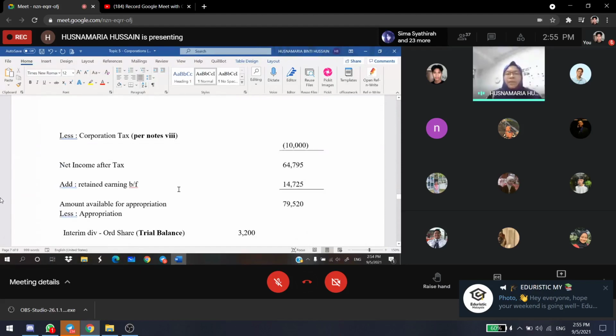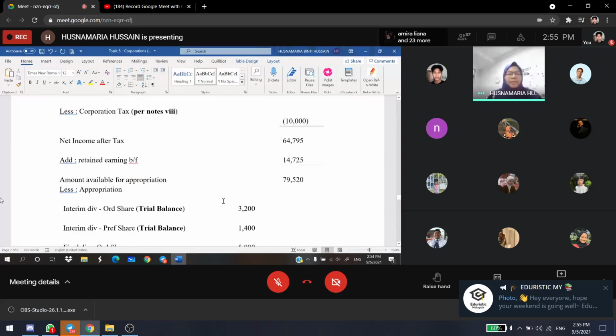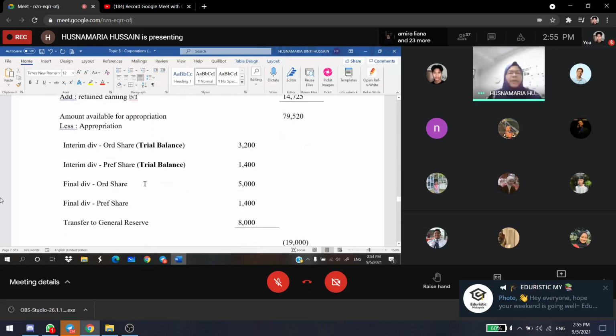Plus the retained earnings from last year, just take it from the list. So this is the amount available for appropriation. Minus the appropriation. Either you write here ordinary share, interim, final, or interim ordinary share, preference also can. Any format you can do here because the amount will be the same.